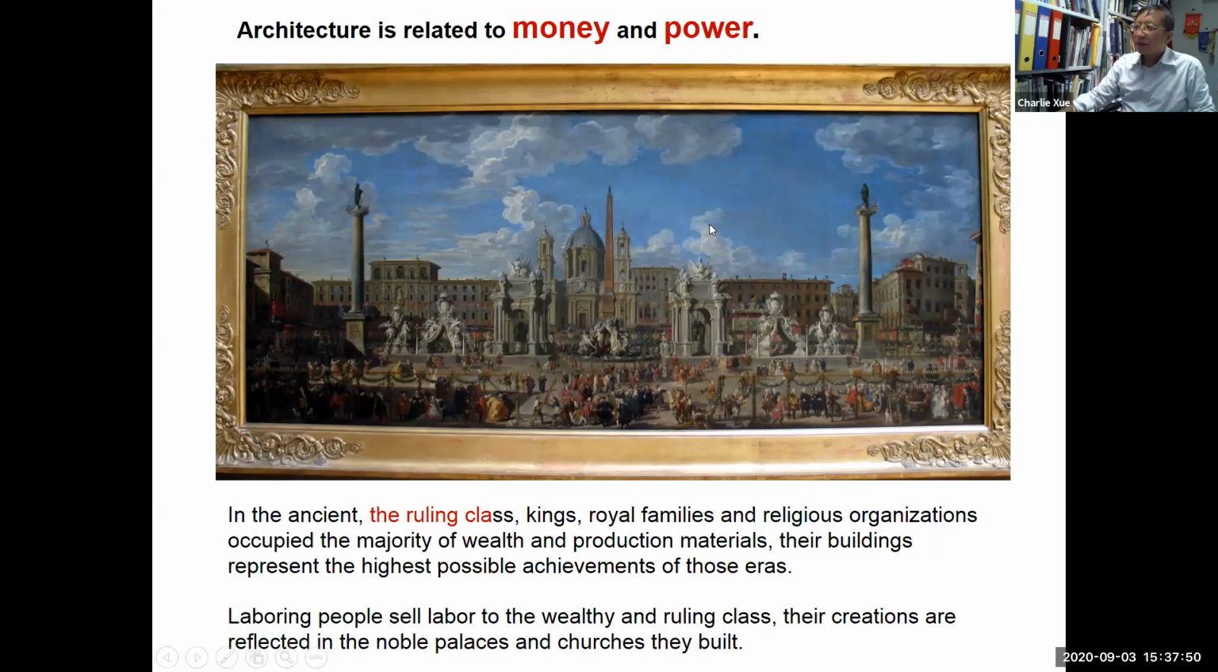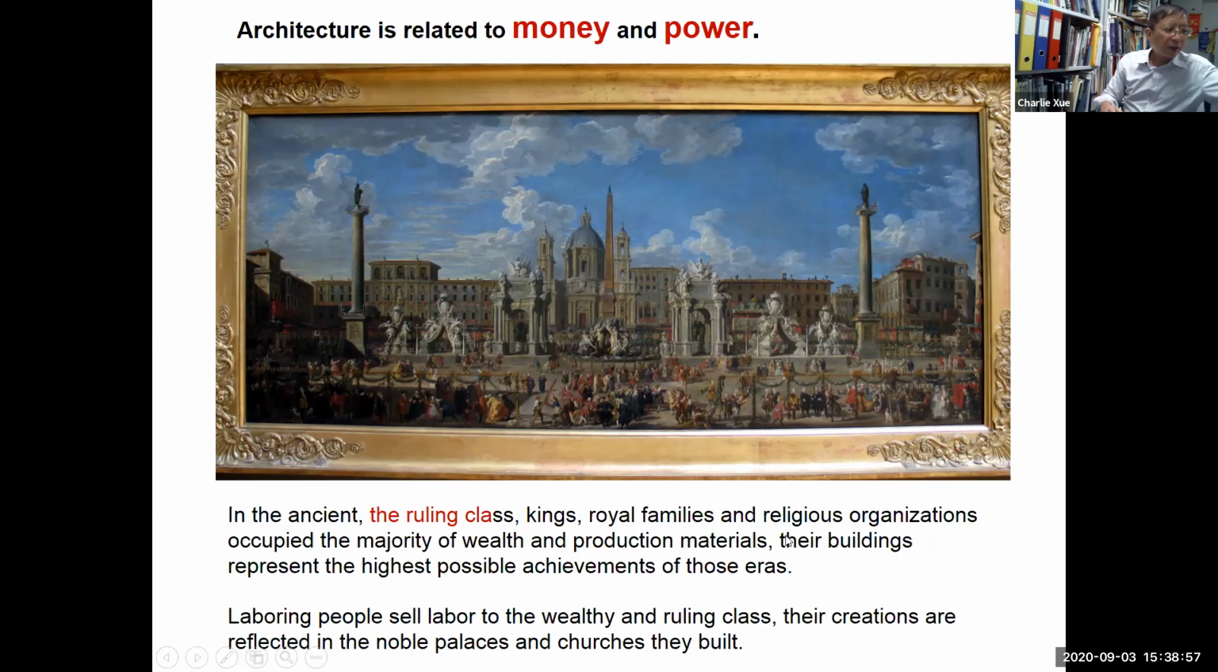Okay, and in Western architecture history, all the buildings we can see today, if a building can last for 200, 300, 800 years, that is not easy. You can see a lot of Gothic cathedrals, they lasted for 800, 900 years. They are still there. They were built by the king, by the religion, and they have money. The ruling class have money. So all of the historical buildings were built and owned by the wealthy and ruling class: kings, royal families, and religious organizations. So they occupied the majority of wealth and production materials. So their buildings represent the highest level, the highest standard of that era, of that period.